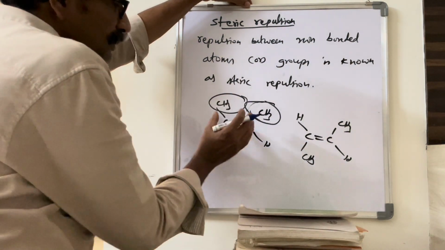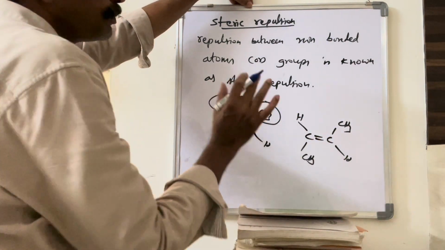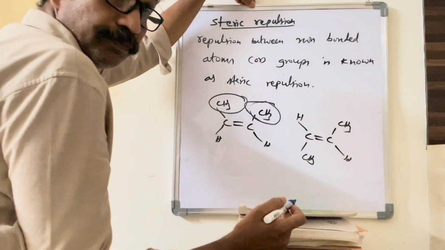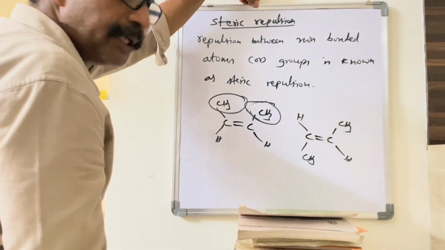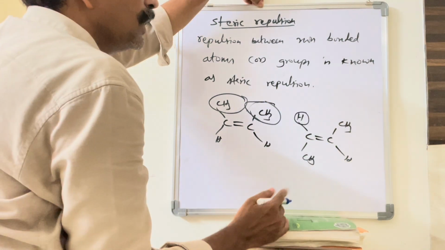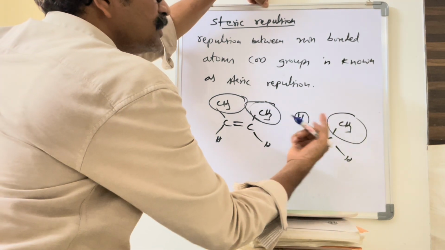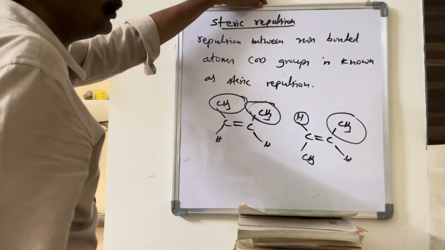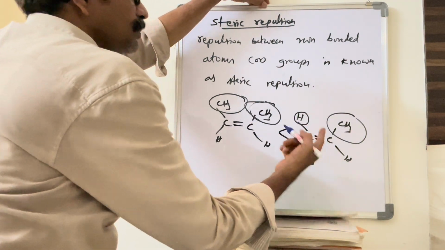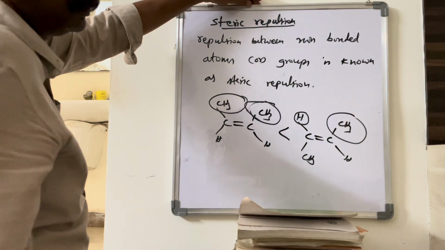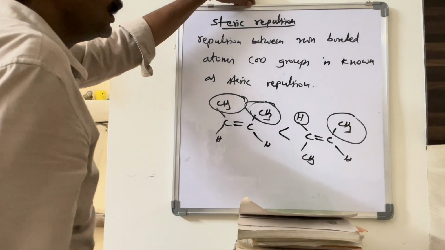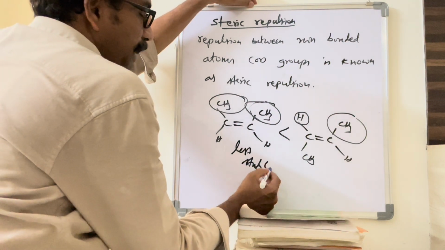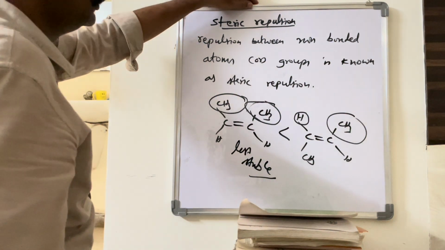That means cis-2-butene suffers from steric repulsions because the size of the methyl group is larger than the H atom. While in trans-2-butene, the H atom is smaller. As a result, between the H atom and the methyl group, steric repulsions do not operate. So trans-2-butene is more stable than cis-2-butene. Because of the steric repulsions, cis-2-butene is less stable than trans-2-butene.